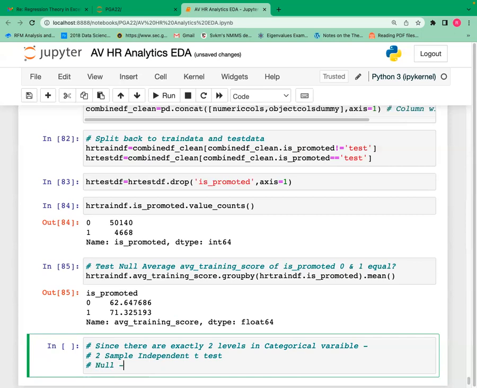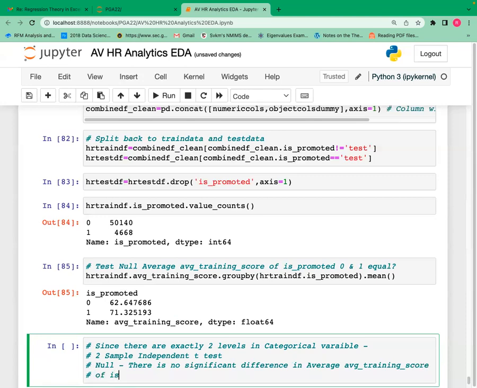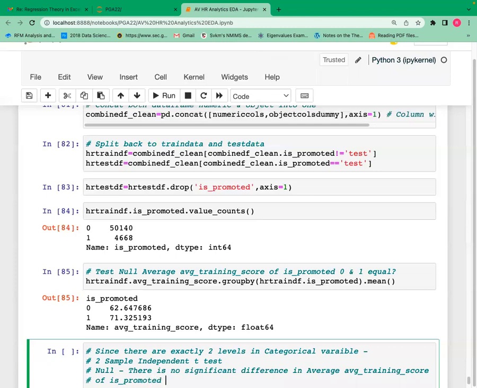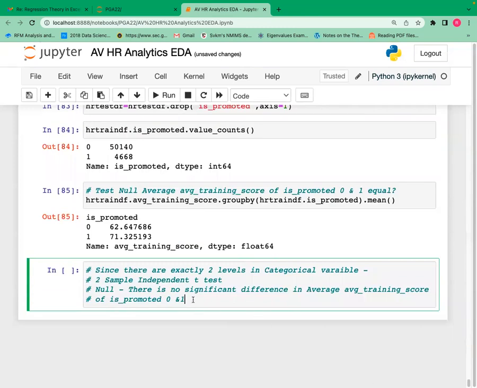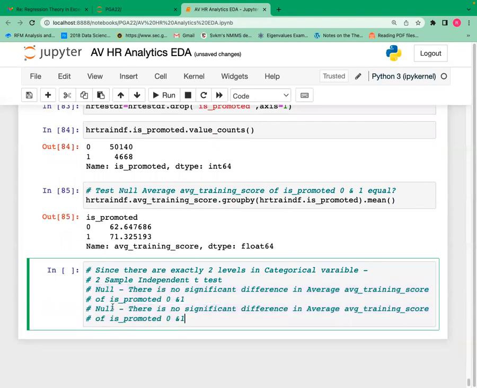The null hypothesis is there is no significant difference in average_training_score of is_promoted 0 and 1. No significant difference means you can treat them equally. Then copy paste the null statement to the alternate and remove the word no before. It becomes a significant difference.